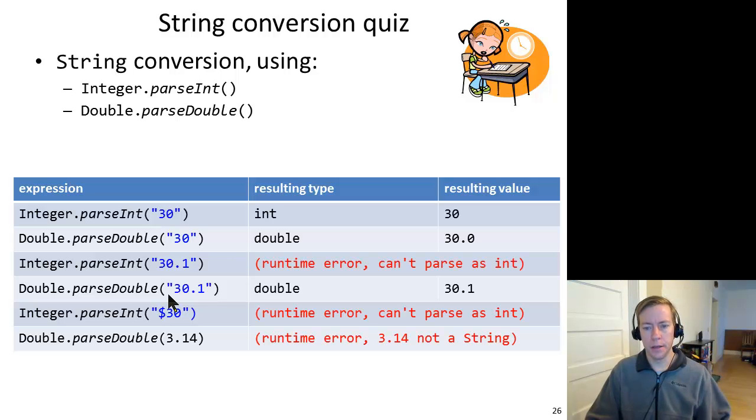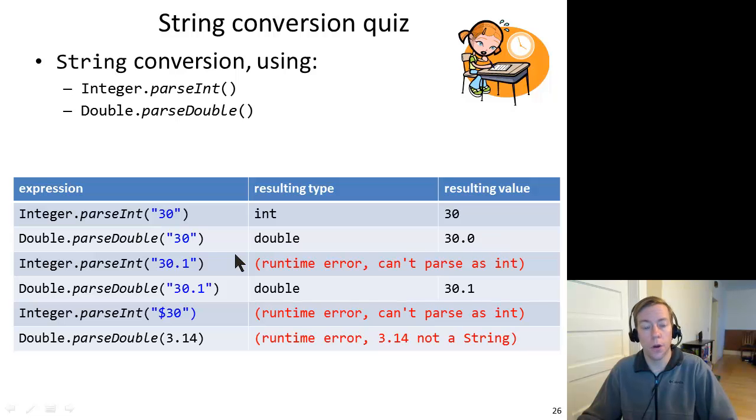Okay, here are the answers. First one's an int, no tricks there. 30 as a string converts to an int. The resulting data type is int with a value of 30. You can parseDouble with 30. That's okay, and it will result in a double, and its value will be 30.0.